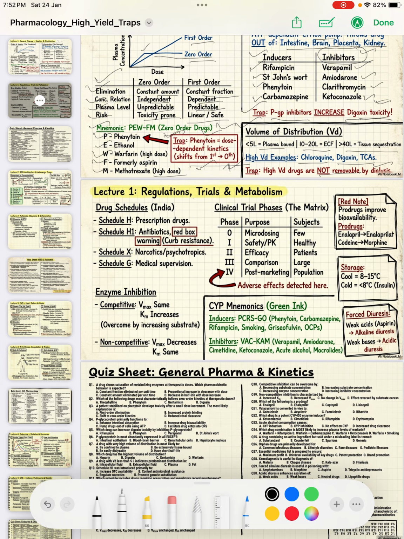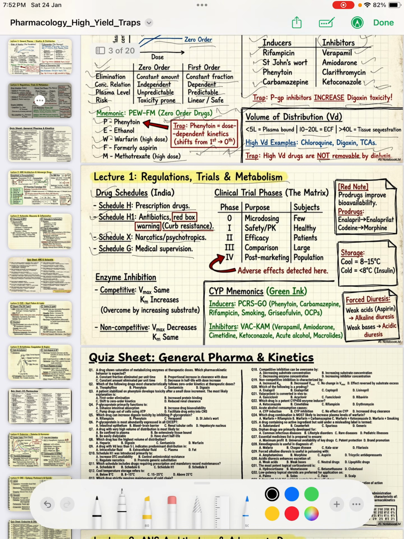Okay, now we move further to the regulations, trials, and metabolism: drug schedules in India. Schedule H are prescription drugs. Schedule H1 are antibiotics, with a red box warning to curb resistance. What are the schedule X drugs? They are narcotics and psychotropics, and schedule G drugs are those sold under medical supervision.